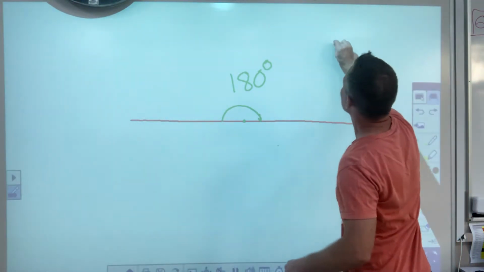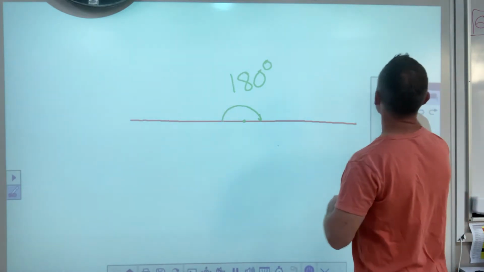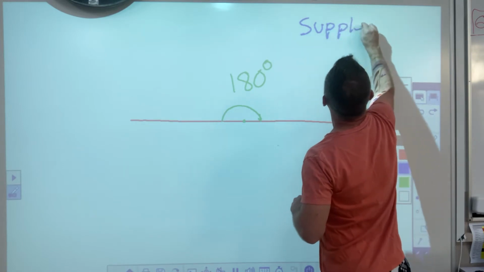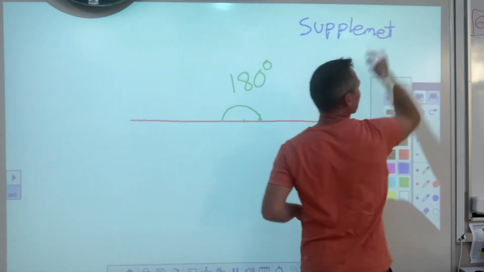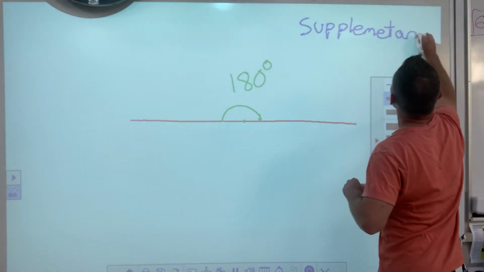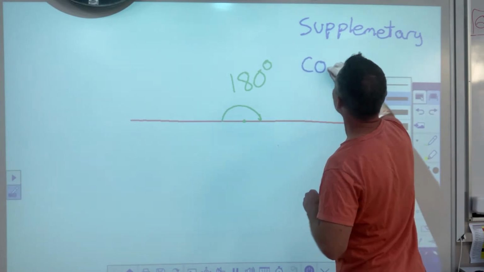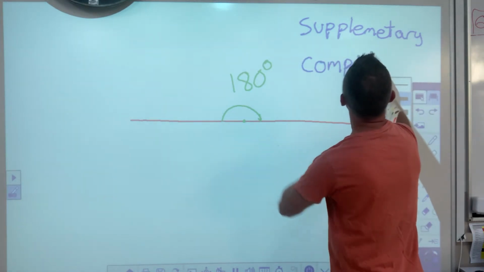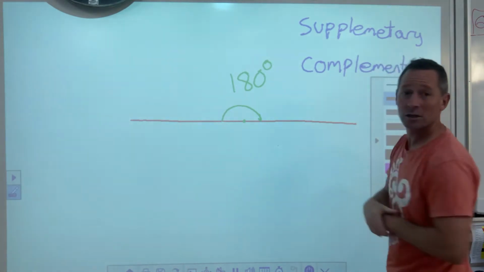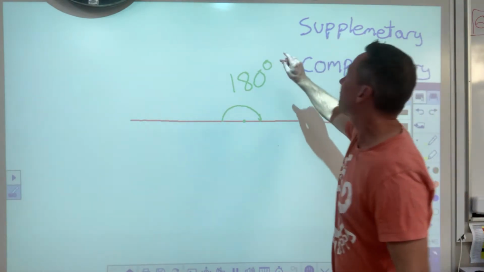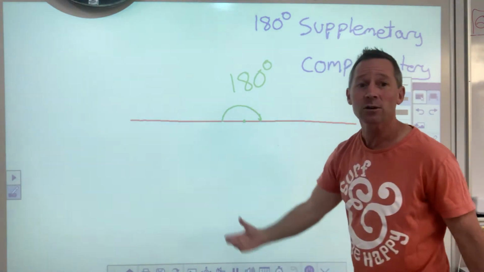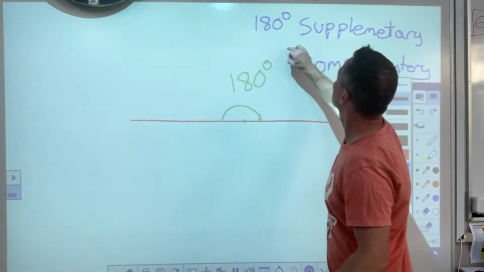So I'll put this word here. Supplementary. Supplementary, and we also have what is known as complementary. Complementary angles. Supplementary angles add up to 180 degrees. Complementary angles add up to 90 degrees.